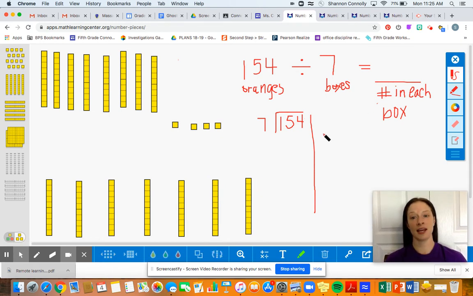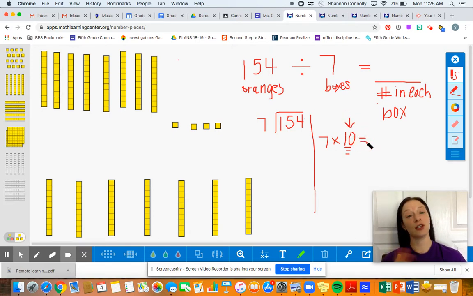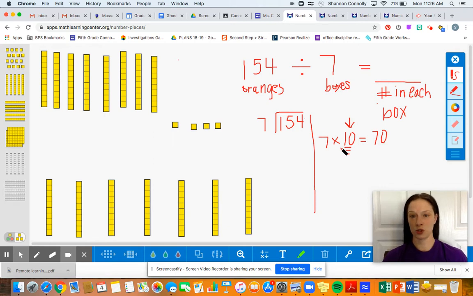Let me say that again. 7 groups of, that's what the multiplication symbol stands for, 10. I took 7 groups of 10 oranges. I put 10 in each box. So how many oranges are in each box so far? 10. How many oranges have I used by distributing them into those boxes? I've used 70 oranges so far. Okay, so we see my 7 groups of 10. We see that that's 70 oranges.